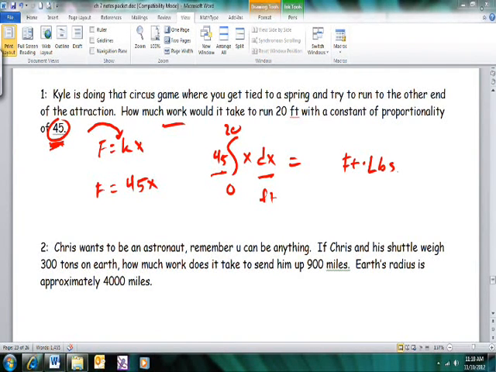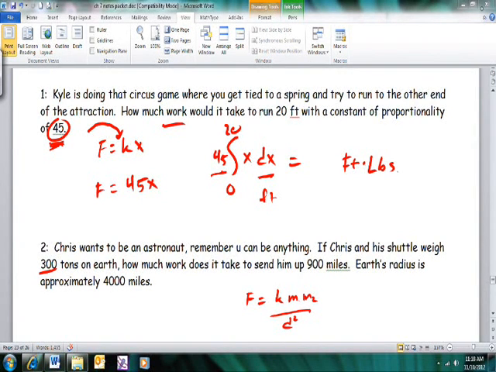So let's try one more here. Chris wants to be an astronaut. Remember, you can be anything. We know that him and his shuttle weigh 300 tons on Earth. How much work does it take to send them up 900 miles? So we have to work with gravitation in this problem. Our force is k m1 m2 over d squared.